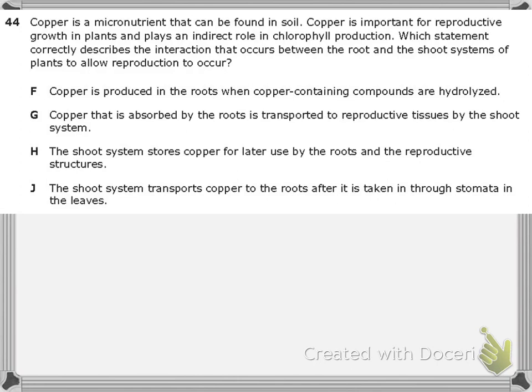Copper is important for reproductive growth in plants and plays an indirect role in chlorophyll production. Which statement correctly describes the interaction that occurs between the root and shoot system of plants to allow reproduction to occur? Okay, first things first, we're going to highlight.